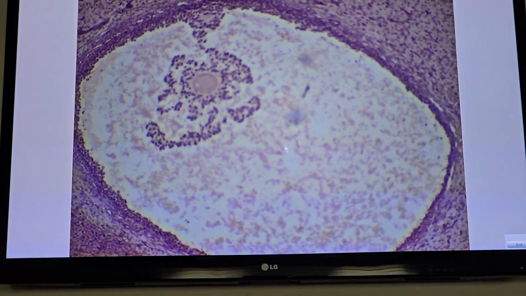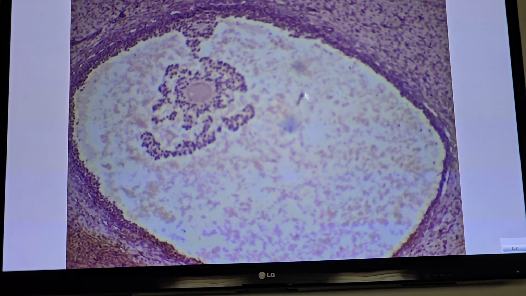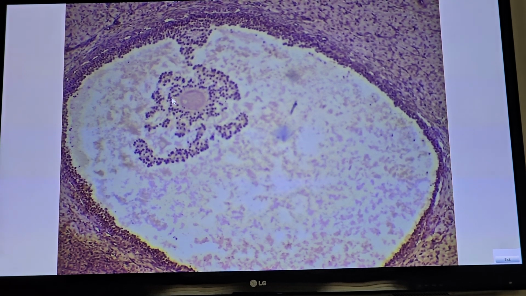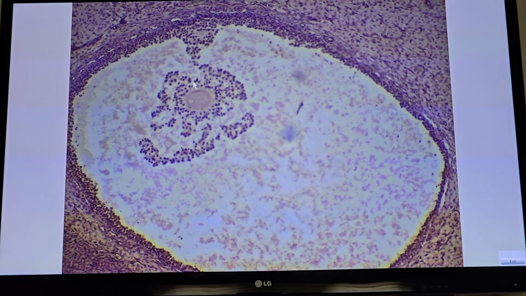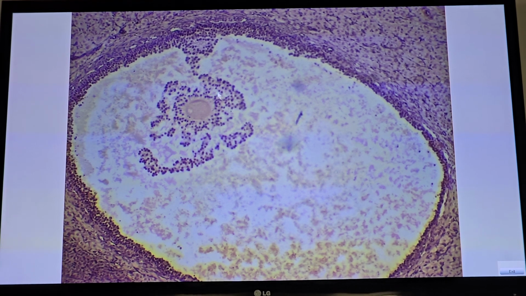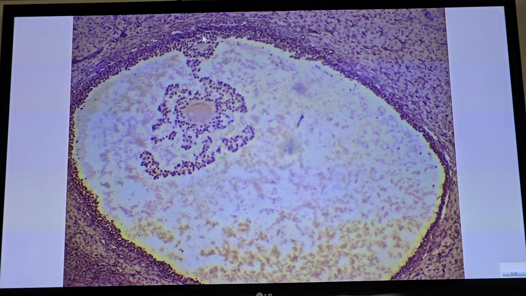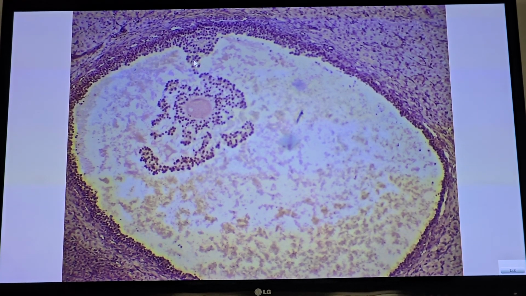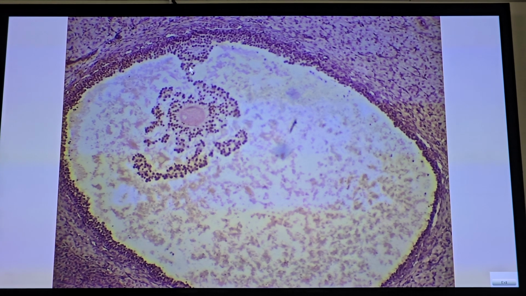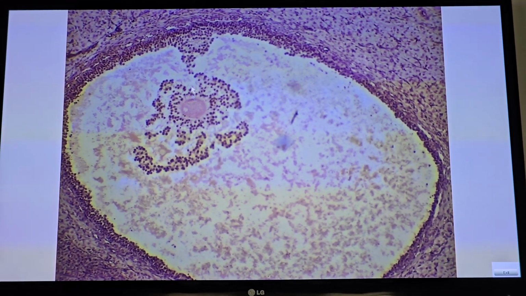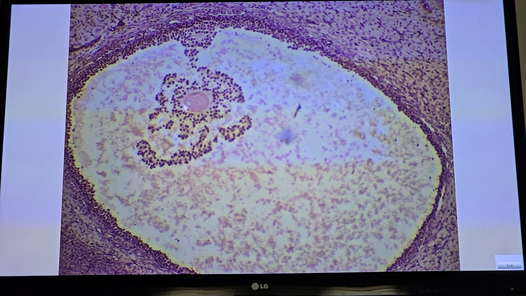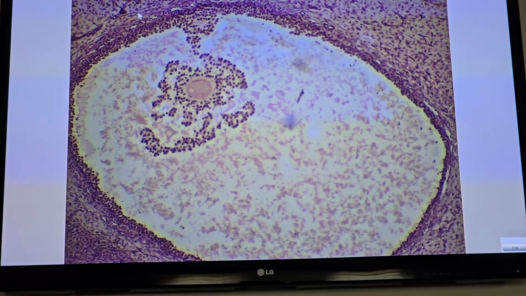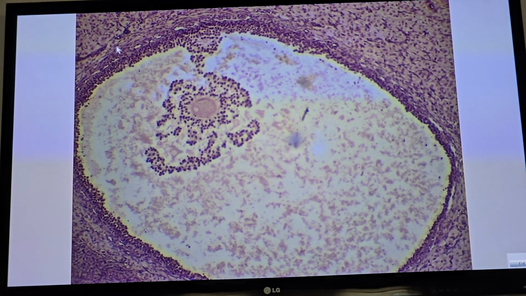This structure is the mature or Graafian follicle. This is the oocyte surrounded by granulosa cells called corona radiata. Granulosa cells also project into the lumen, forming the cumulus oophorus. Cumulus oophorus, oocyte, corona radiata. This is large antrum, theca interna and theca externa. Any question about the follicles?